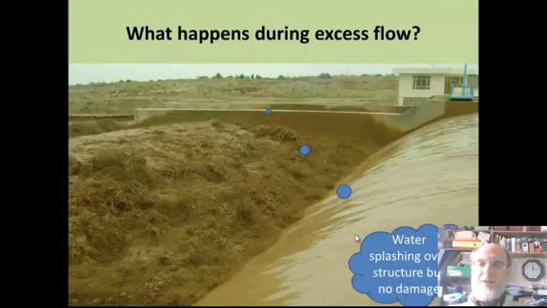This photograph shows a flood greater than the design flood on a weir. Water is splashing over the wall here. Freeboard is very much reduced at the weir crest, but there's no damage to the structure itself.